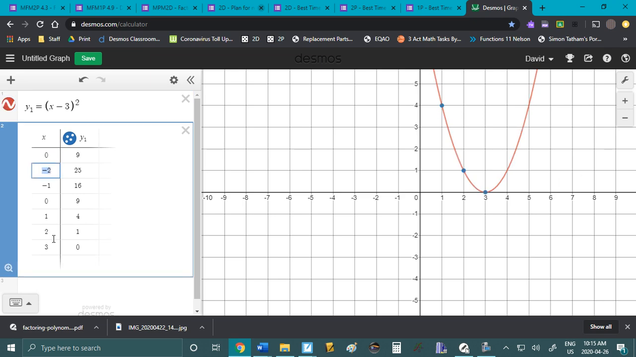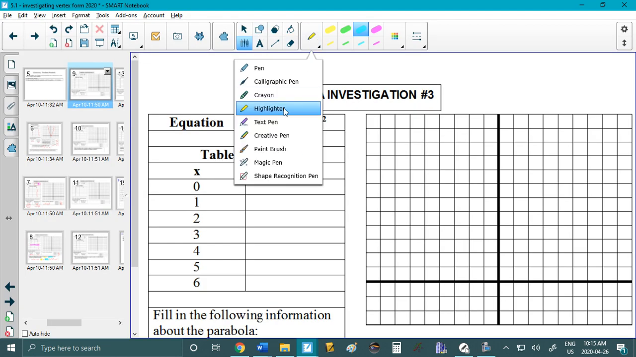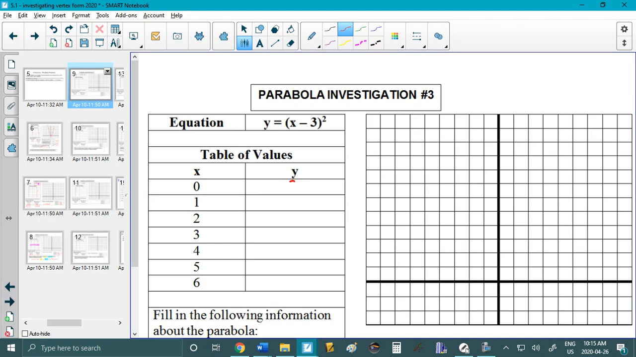So I'm going to change that to 0, 1, 2, 3, 4, 5, 6. And be careful hitting enter. Sometimes it gets a little squirrely. So here's our y values. So 9, 4, 1, 0, 1, 4, 9.